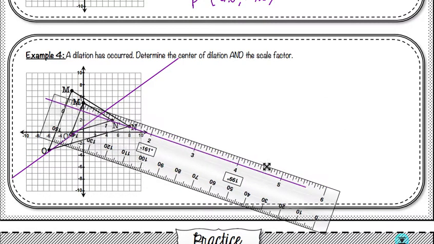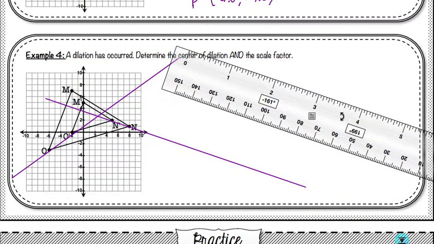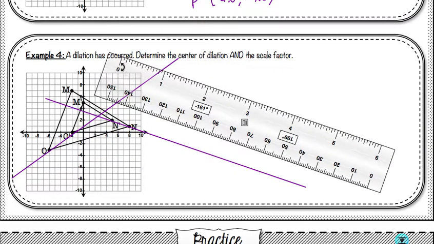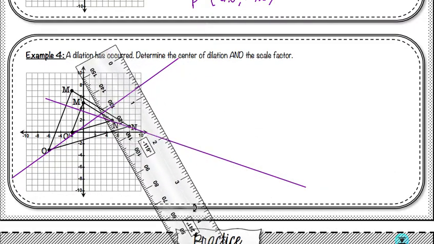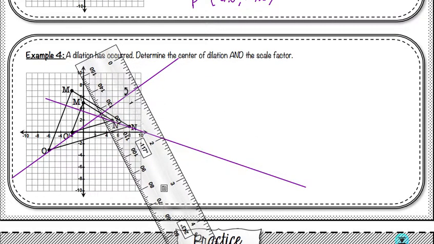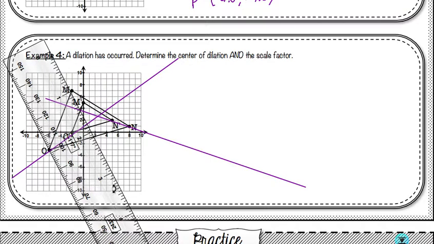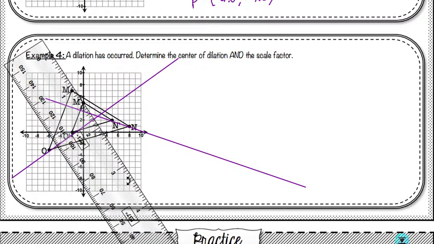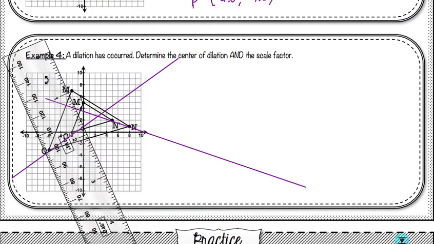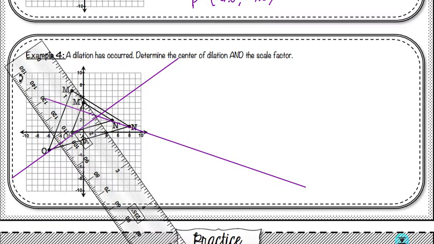And then the final one, we could connect M and M prime, since my ruler is a little bit tricky to use on this computer screen. Let's do M and M prime. But generally speaking, you should have been able to find the answer already. Just based on the two purple lines, wherever they cross, that's going to be the center of dilation.